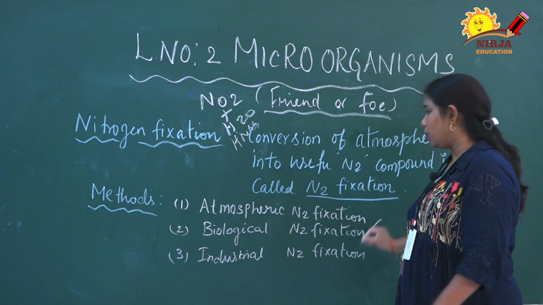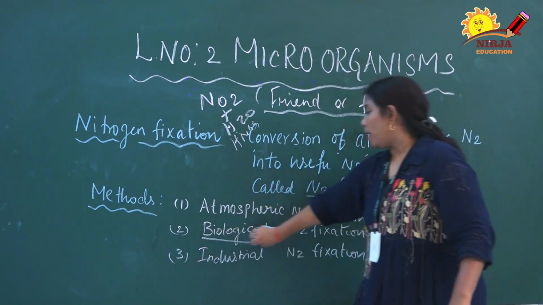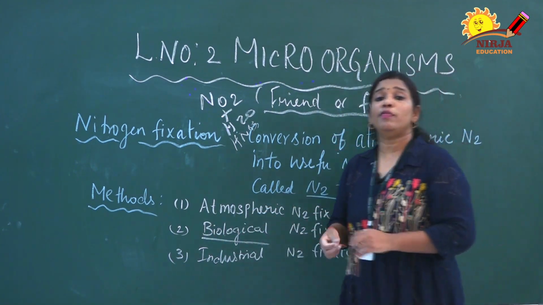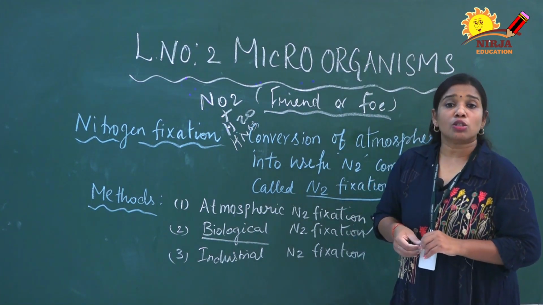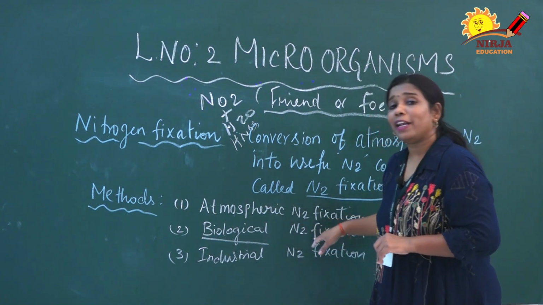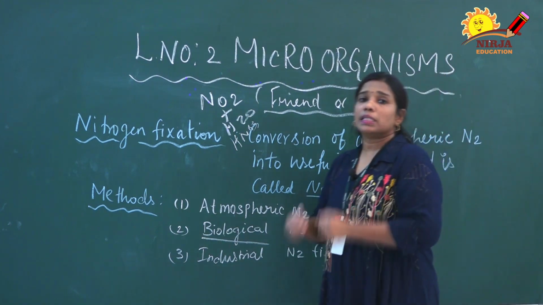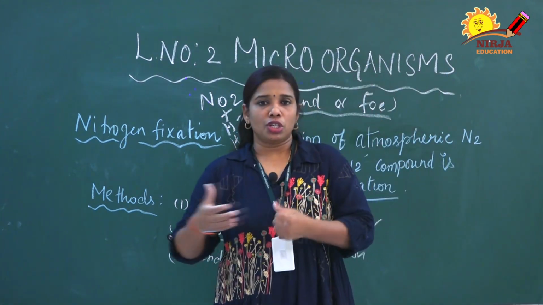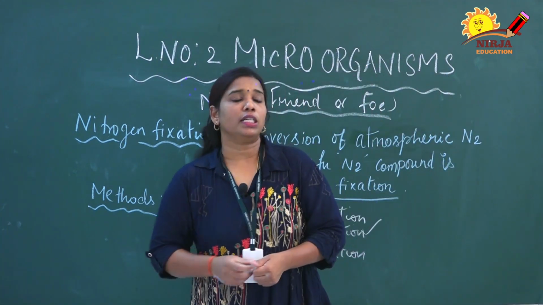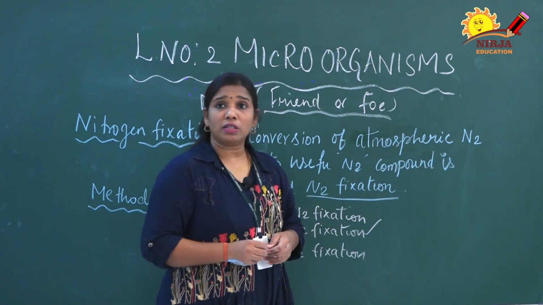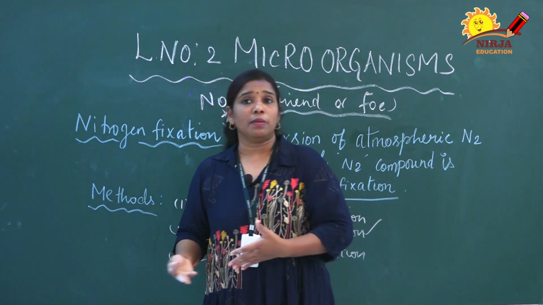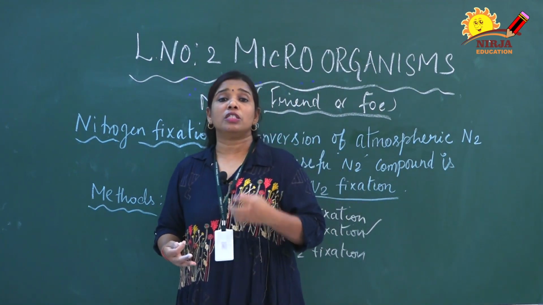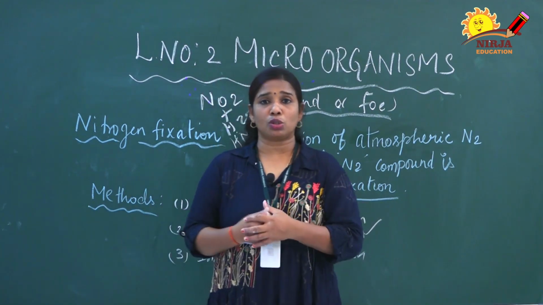The next method is called biological nitrogen fixation. Biological means that with the help of living organisms, atmospheric nitrogen is fixed in the soil. Some bacteria like BGA, blue green algae, also called cyanobacteria, Rhizobium, Azotobacter and Clostridium help to fix atmospheric nitrogen into the soil.